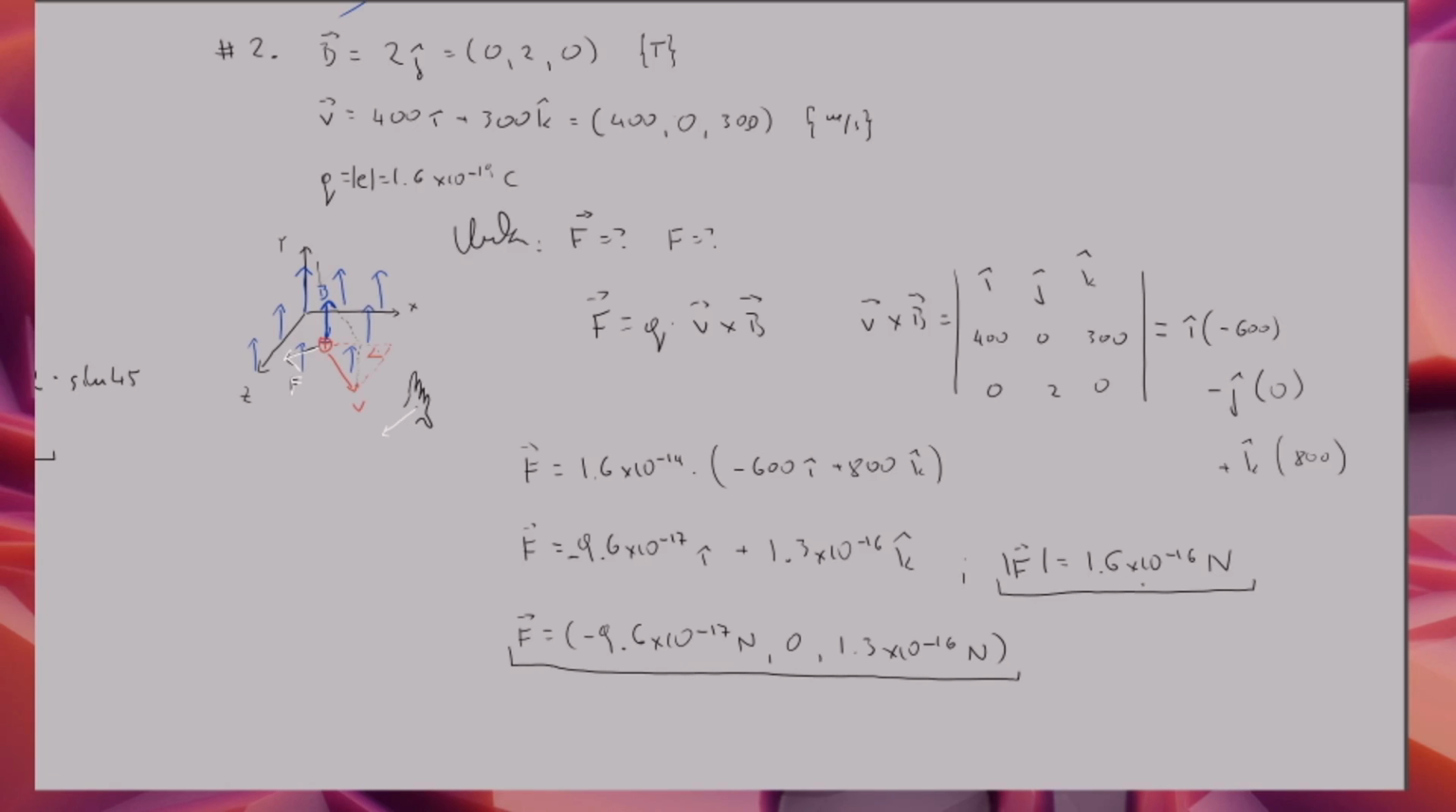And here's the magnitude. All right, this will do for basic problems that introduce this equation here, F equals q times v cross B, which in magnitude would be q v B sine theta.